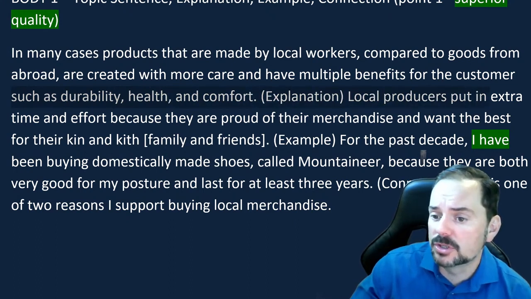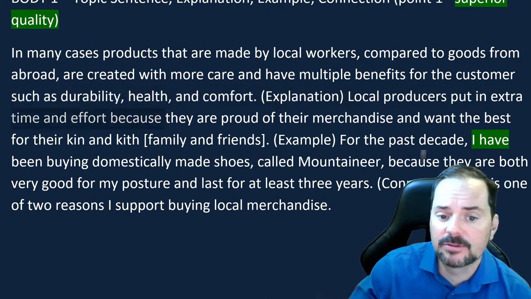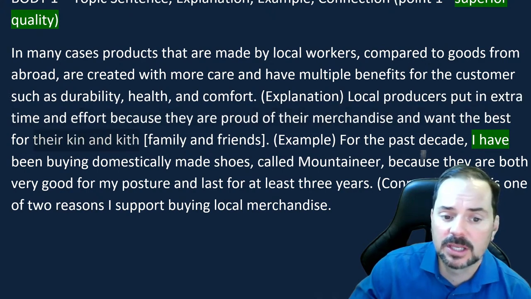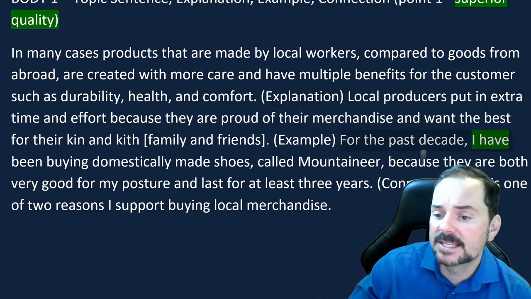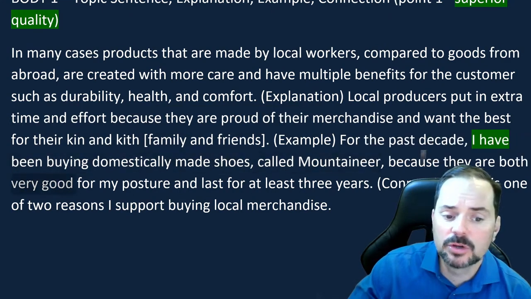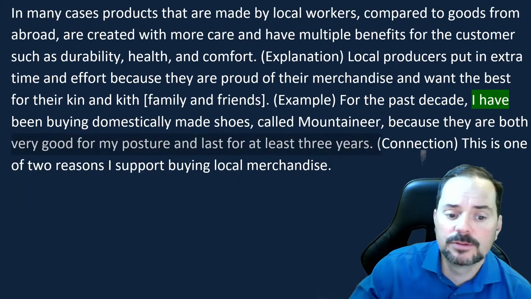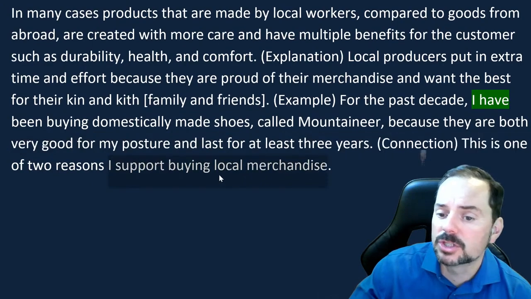Local producers put in extra time and effort because they are proud of their merchandise and want the best for their kin and kith. For the past decade, I have been buying domestically made shoes called Mountaineer because they are both very good for my posture and last for at least 3 years. This is one of 2 reasons I support buying local merchandise.